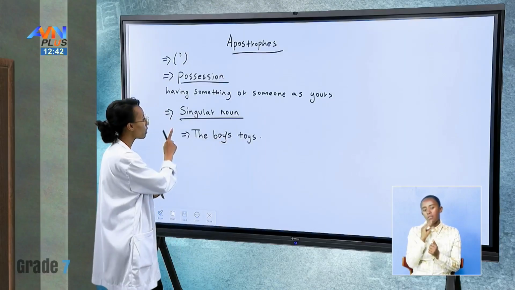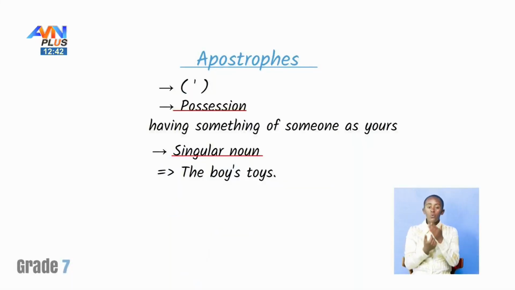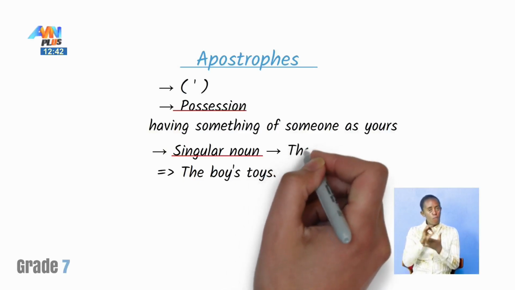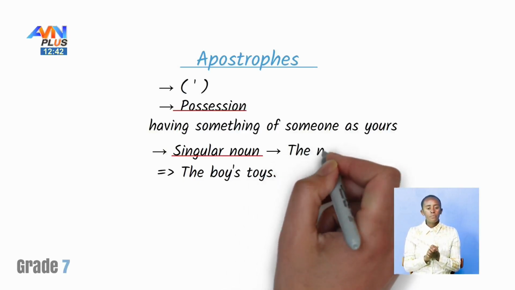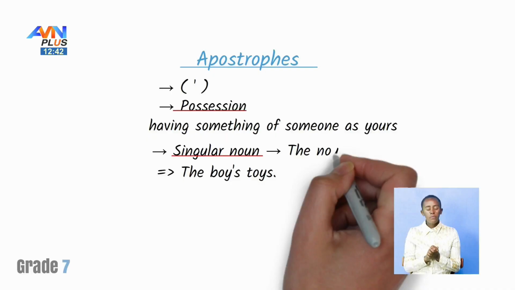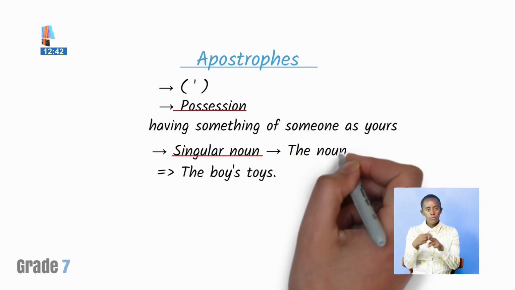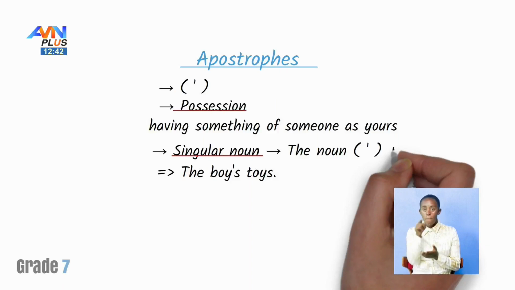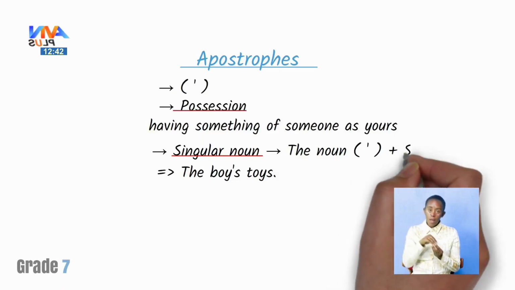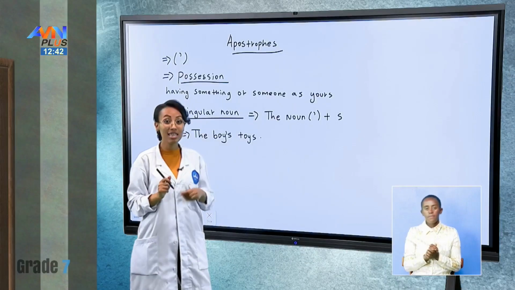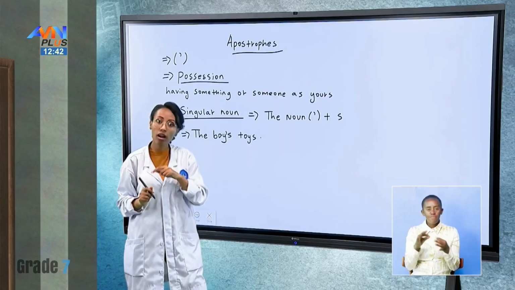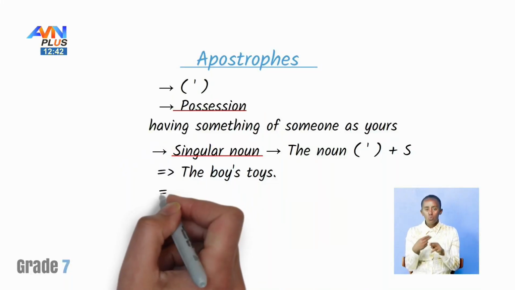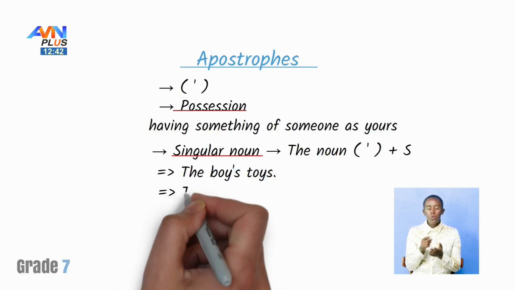So when we are talking about a singular noun, we form the noun, and then we add an apostrophe, and then plus we add S. This is how we form singular nouns and use them with an apostrophe. Another one.